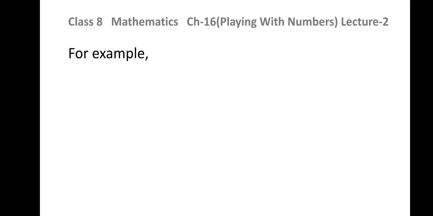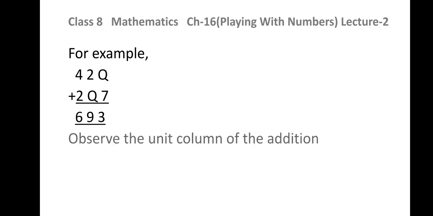Let us take an example. This is the puzzle given to you: 42Q plus 2Q7, and the result you will be getting is 693. Here in this you are supposed to find the value of Q. Here Q is unknown to us.